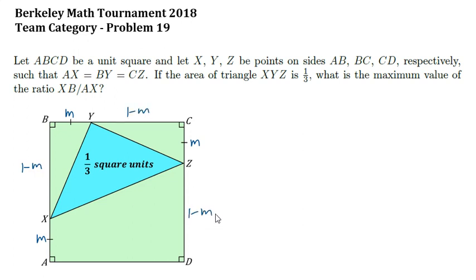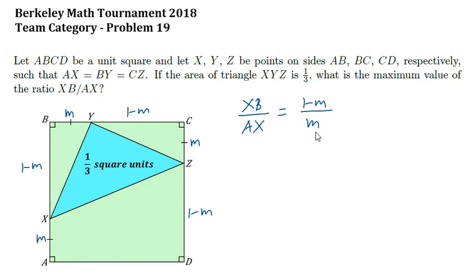Okay, so from these representations, we can write XB over AX as 1 minus M divided by M. So it's very clear from this equation that we can only maximize XB over AX if we minimize M. So how can we do this? I'll utilize the trapezoid BCZX.